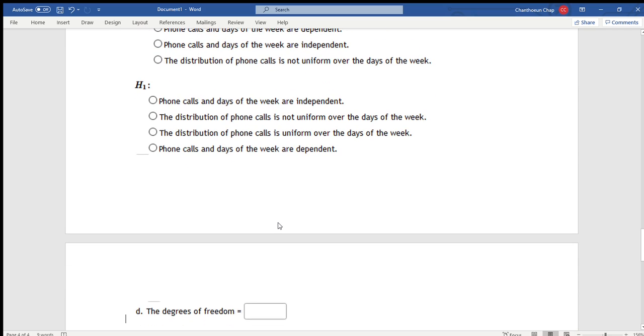For our alternative hypothesis, H1, we have to take the complement of the null hypothesis. So what's the opposite of the null hypothesis? And that would be the second option here. The distribution of phone calls is not uniform over the days of the week. So there is a preference. Maybe people prefer to call on a certain day of the week.